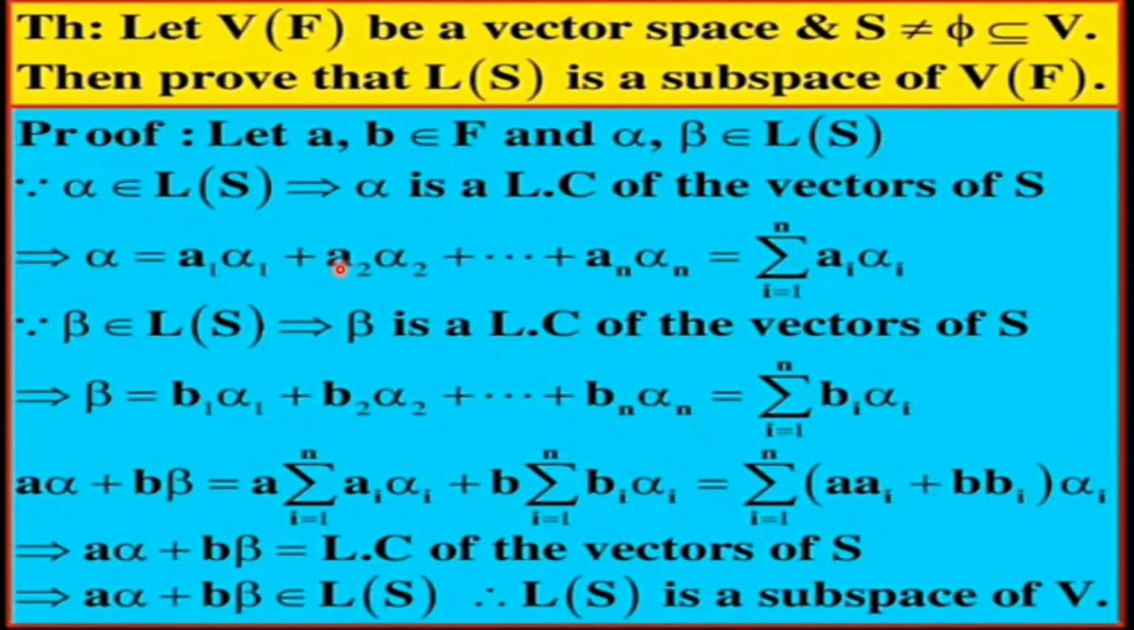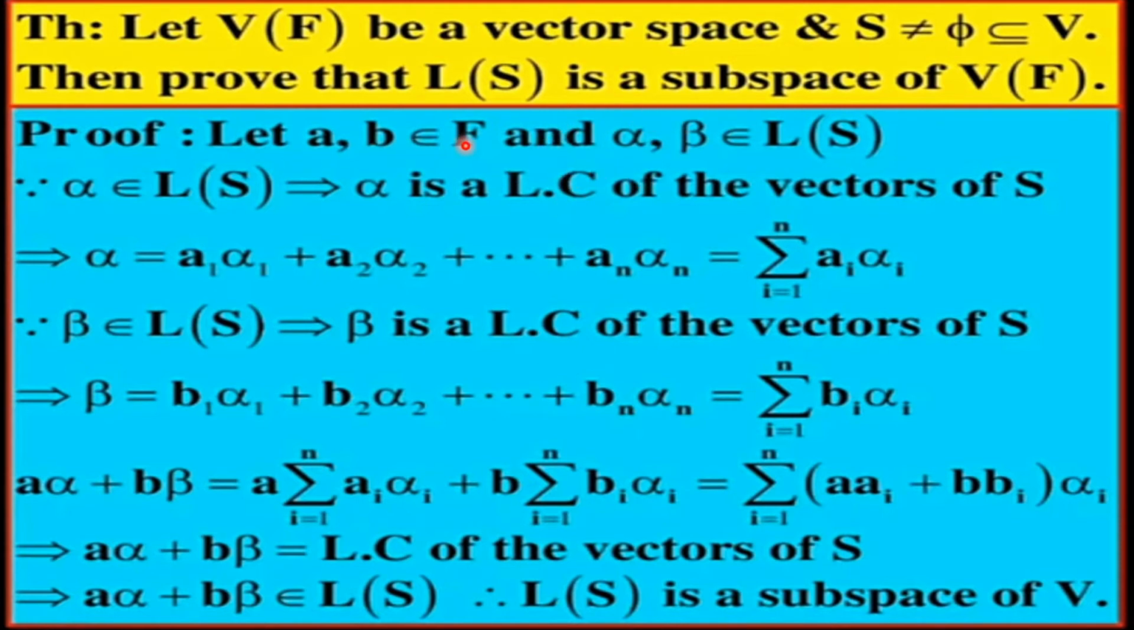Now, theorem. Let V(F) be a vector space and S any non-empty subset of V, then the linear span of S is a subspace of V(F). To prove that it is a subspace, the necessary and sufficient condition is: a non-empty subset W of a vector space V(F) is a subspace if a alpha plus b beta belongs to W, where a, b belong to F and alpha, beta belong to W. Using that condition, we can prove this theorem.